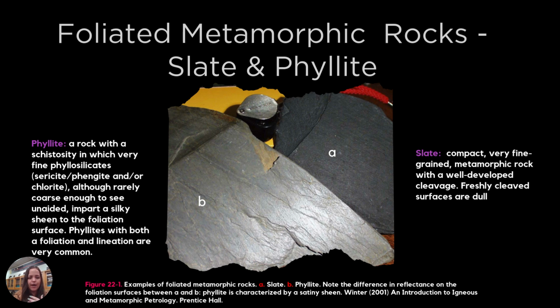And then from there, you want to decide if the luster looks dull or shiny. So if it looks shiny and has a sheen like B does there, that would be phyllite. If it's dull like A, that would be slate. Otherwise, they look very similar. It's really hard to tell the difference unless you're looking at it in a microscope.